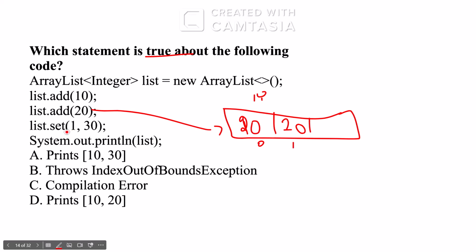Then, using the set function, I am updating the value at index 1. So what will be updated? This 20 will be replaced by 30. Now we are printing the entire list. So what elements do we have now in our list? 10 and 30. These two will be printed. That is the answer. Option A is the answer.